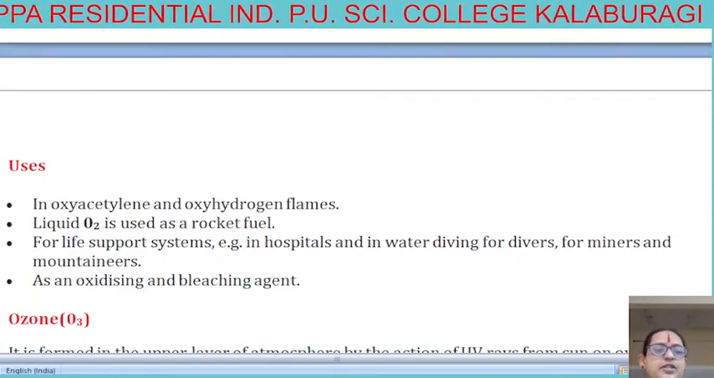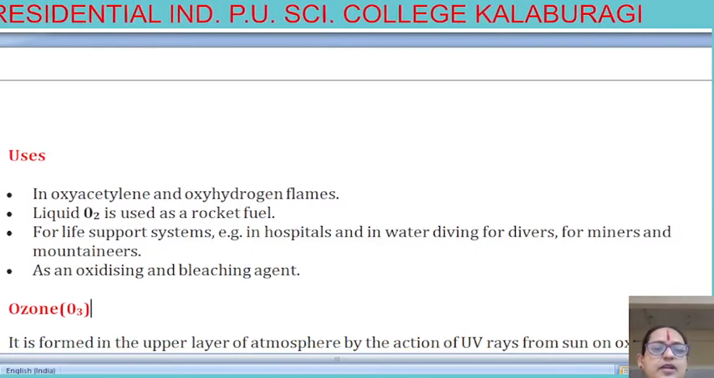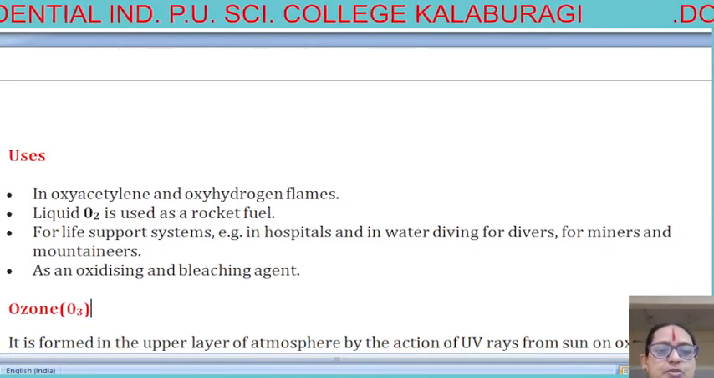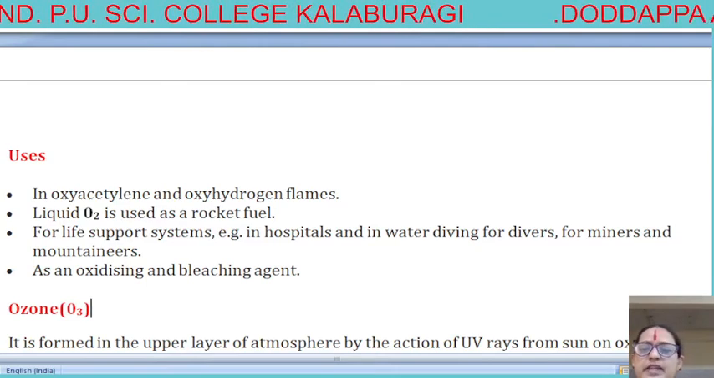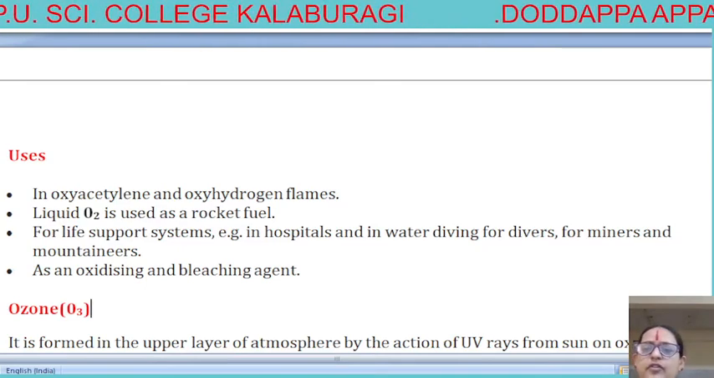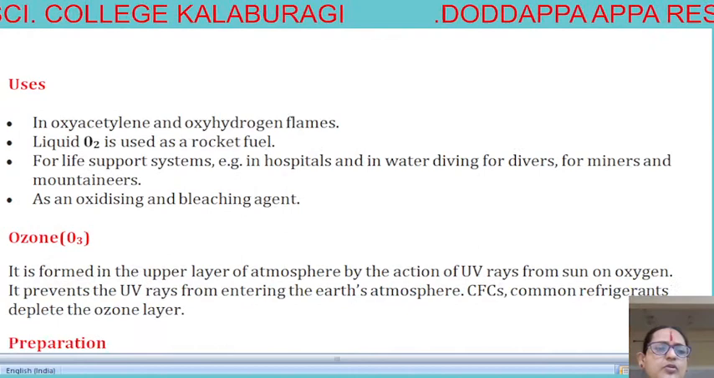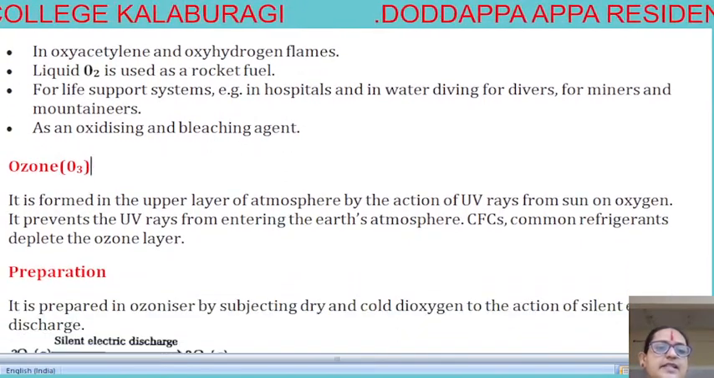Next, we have to study its uses. In oxyacetylene and oxyhydrogen flames, liquid O2 is used as a rocket fuel and in life support systems. For example, in hospitals, for divers, for miners and mountaineers, and as an oxidizing and bleaching agent.